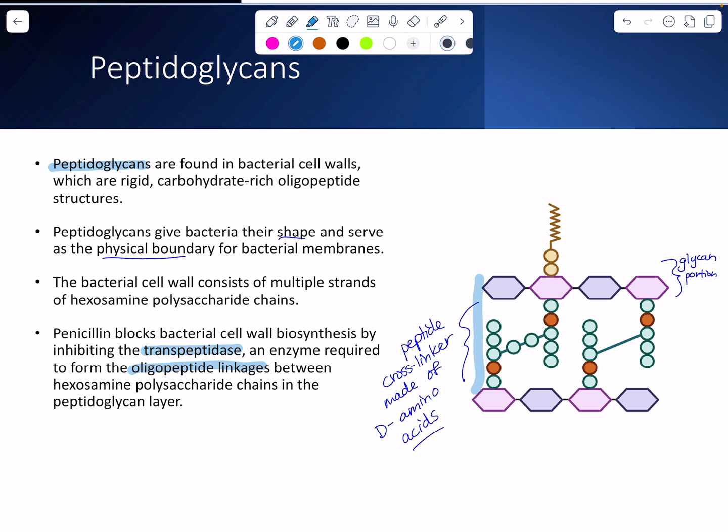And so this is useful from a human perspective because we have antibiotics that block the synthesis of this cross-linker. So this cross-linker right here, penicillin prevents that from being made by inhibiting that enzyme.